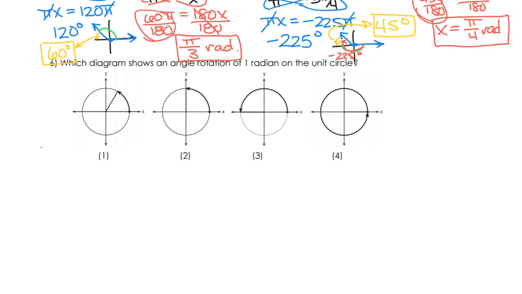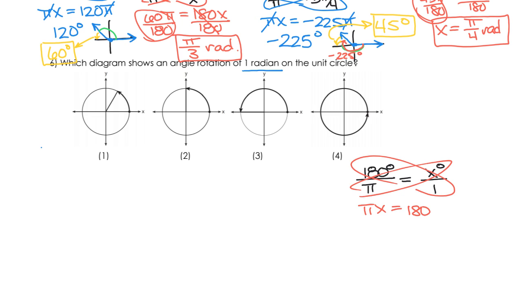Which diagram shows an angle rotation of 1 radian on the unit circle? So we don't know how much 1 radian looks like on the unit circle, but if that radian was in degrees, we could. So we're going to convert: 180 degrees over pi radians is equal to x amount of degrees over 1 radian. Cross multiply, we end up with pi x equal to 180. And we're going to go ahead and divide by pi so that we get x equals 180 divided by pi, which is 57.29, and that's in degrees. And so now we know what 57 degrees-ish looks like.